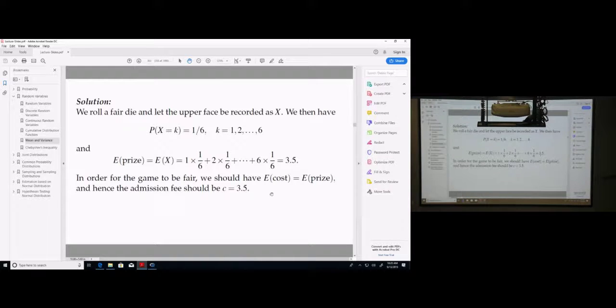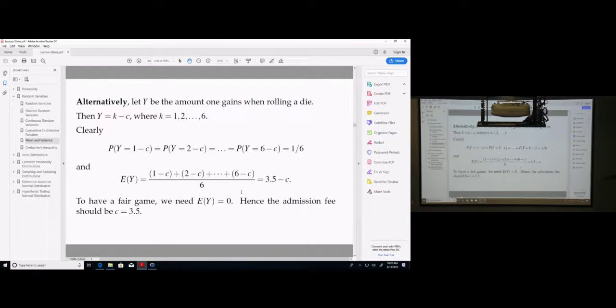So the admission fee, in order to offset the prize, should be 3.5. You have to pay 3.5 per game. Then this game would be fair to yourself and also to your opponent.